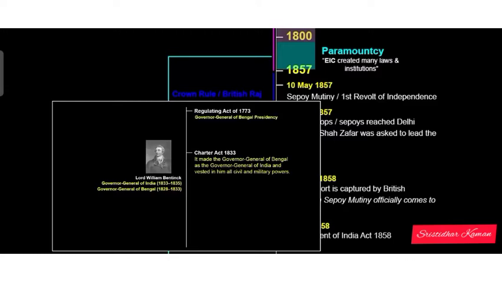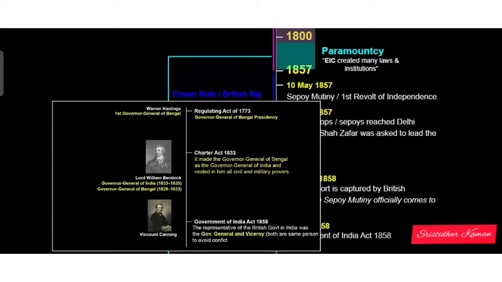Before 1833, there was only a Governor of Bengal Presidency. He was also called the Governor General of Bengal, because the ruling journey of the British in the Indian subcontinent started from the Bengal region. So William Bentinck became the first Governor General of India after 1833, and after 1858, that is passing of the Government of India Act 1858, Viscount Canning or Lord Canning became the first Viceroy of India. And again, just to be clear, you can call Viceroy or Governor General, it's the same.